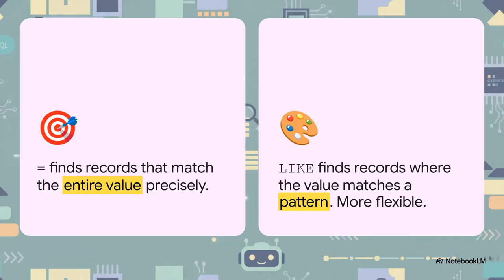So let's just put them side by side to make it super clear. You're going to use the equal sign for precision, for when you know the exact value. And you use like with a wildcard for flexibility, when you're just searching for a pattern. For your exam, knowing exactly when to use each one is absolutely key.